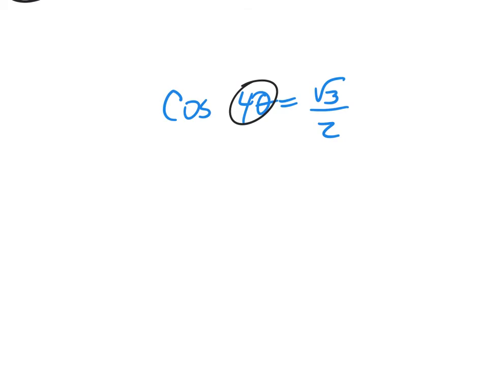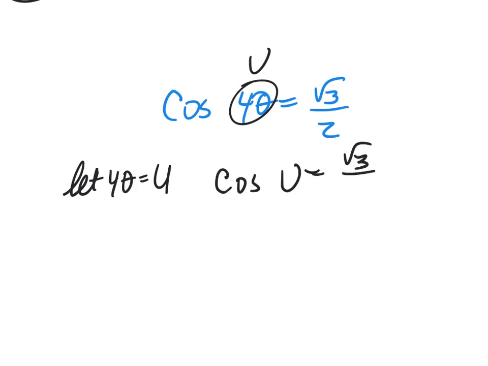Let's go with cosine of 4 theta is equal to root 3 over 2. On this kind of question, I like to do what's called a U substitution. I like to say, act like this part right here was just theta, or in this case, I'm going to say just U. I'm going to say let 4 theta be U. And then I'm going to say cosine of U is equal to root 3 over 2. The point here is I'm going to act like that 4 theta is just a normal variable, and I'm going to solve it like normal.